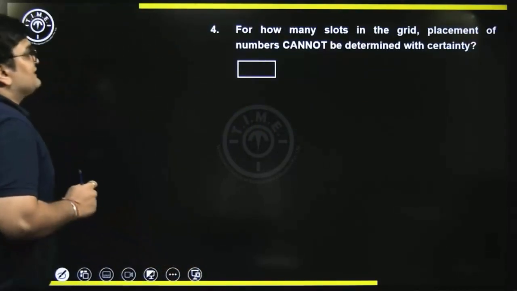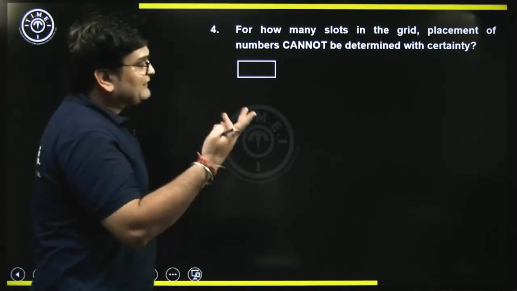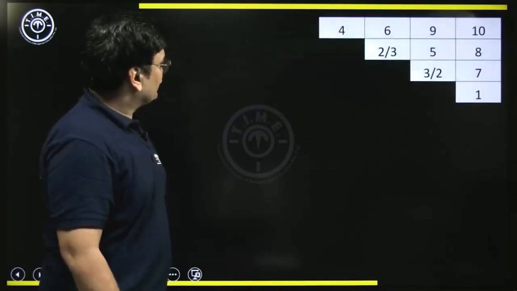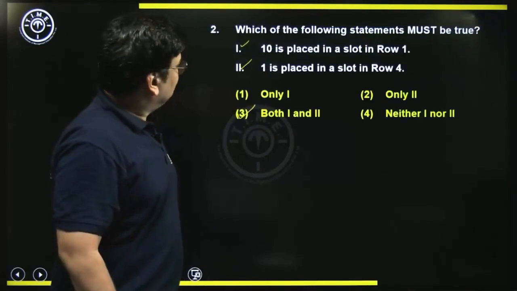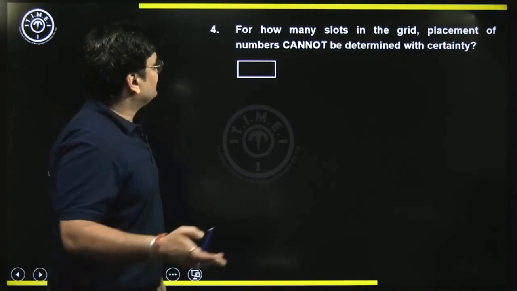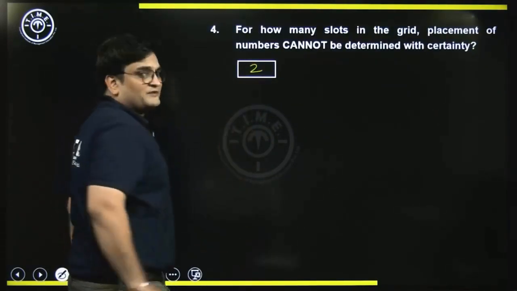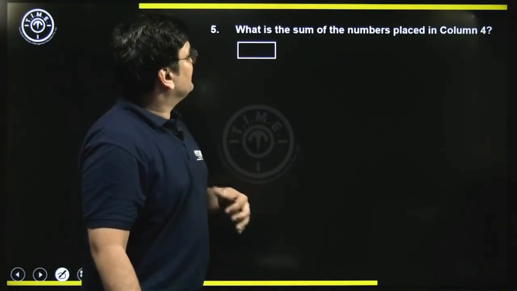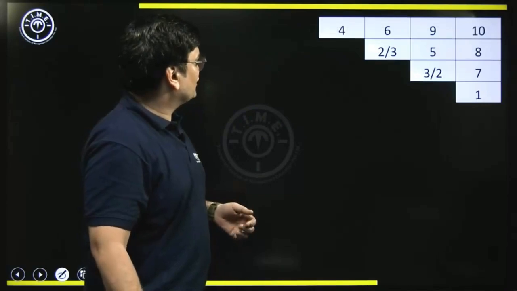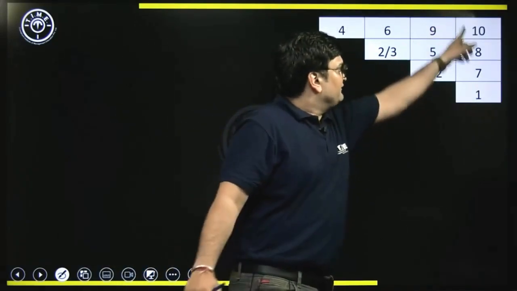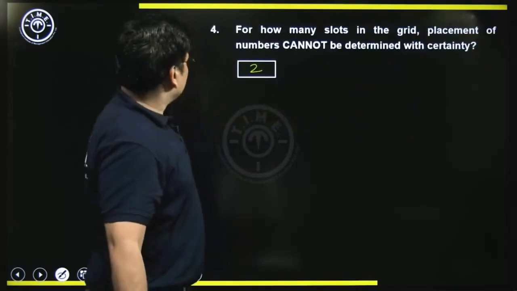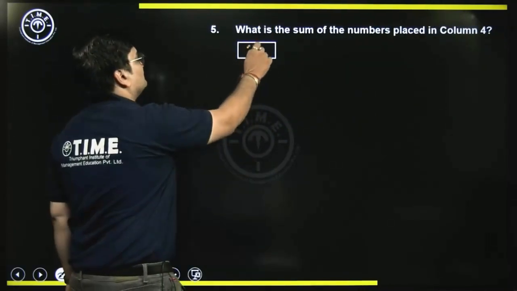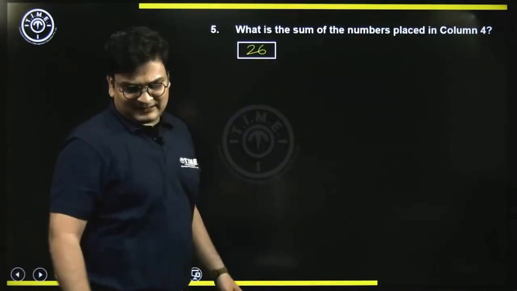For how many slots in the grid, placement of numbers cannot be determined with certainty, as we saw only 2 slots, these 2 slots, we are not sure, it could be 2 and 3 or 3 and 2. So, only 2 slots we are not sure. What is the sum of the numbers placed in column 4? So, if you just add up column 4, this one, 25 and 1, 26 will be the sum. That is going to be our correct answer.